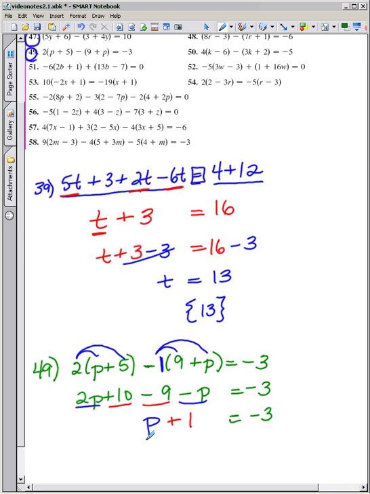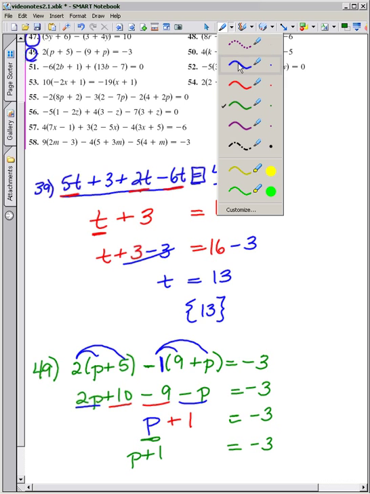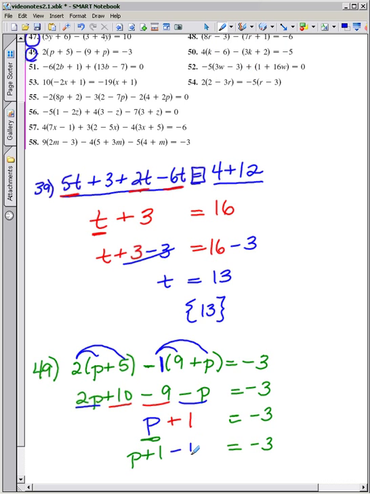So to get the p by itself here, I've got to get rid of this plus 1. So what gets rid of adding 1? Right, subtracting. So if I subtract 1 from both sides, I'm going to get the equation p is equal to -4. Okay? So my solution set is a set containing -4.